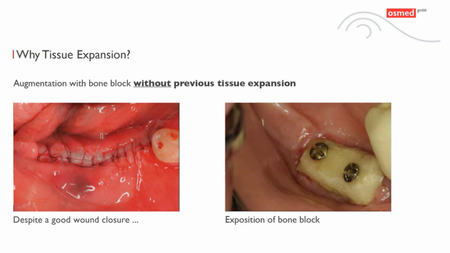Why tissue expansion? Here is a case of an augmentation with a bone block without previous tissue expansion. Despite a good wound closure, at extensive augmentations, expositions are possible due to a deficit of soft tissue.